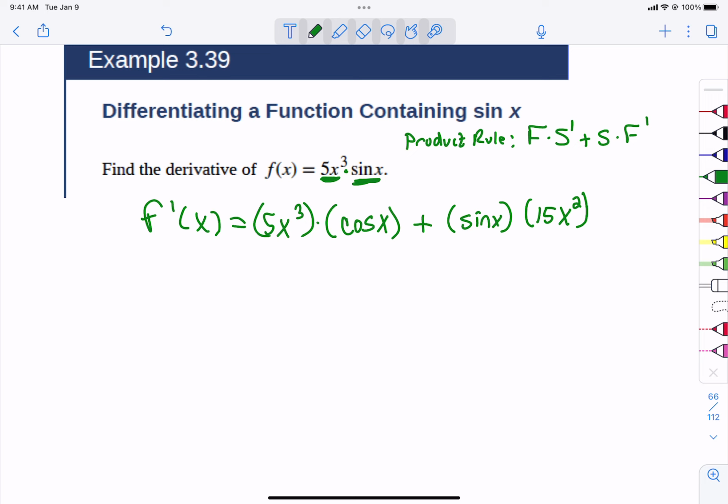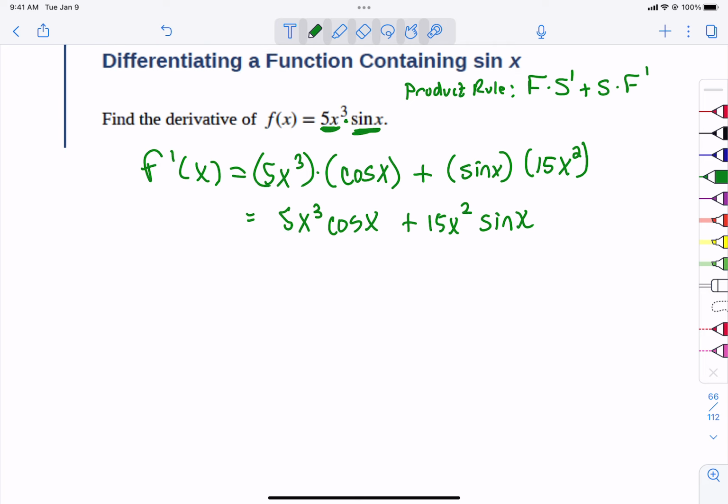Now, can we do anything to that? No, we can't. You could make it just look slightly prettier. You could make this 5x cubed cosine of x plus 15x squared sine of x. But does that do anything? No, not really. So that would be our derivative. It's just a fact. You have to know the derivative of a sine is the cosine. The derivative of a cosine is negative sine.